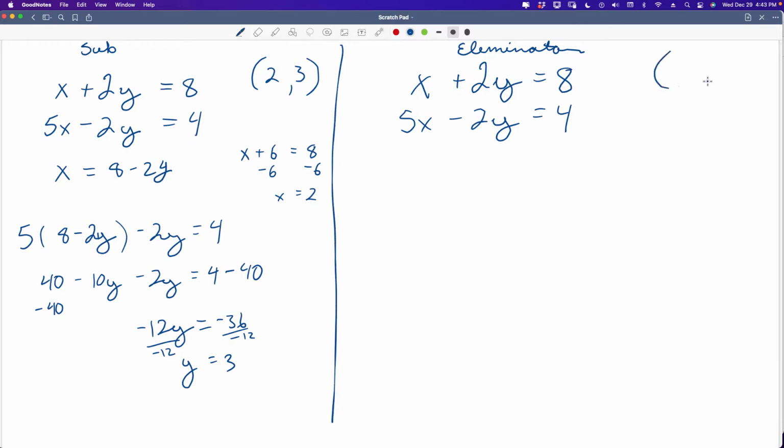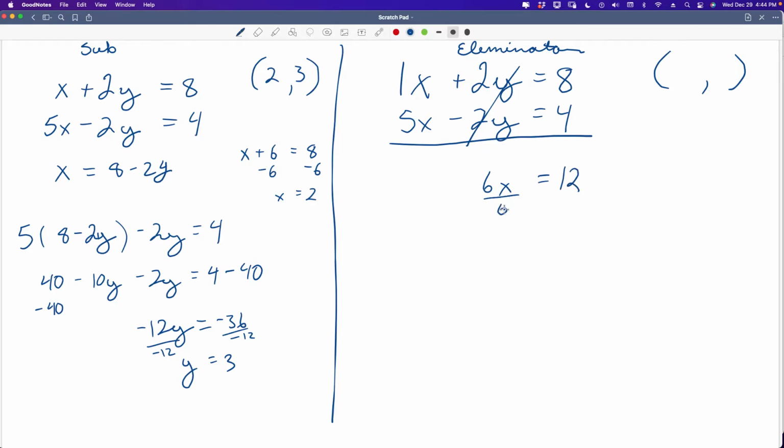So let's see what we get from the elimination method. With the elimination method, we see that we already have a positive 2y and a negative 2y. And if we treat this like a math problem and draw a line under it, these two would cancel out and give us 0, which would leave us 6x equals 12. I'm sorry, I looked at this number up here. 6x, because we know that a variable by itself has an imaginary 1 or an invisible 1. 5 and 1 is 6x, and this would be 12.